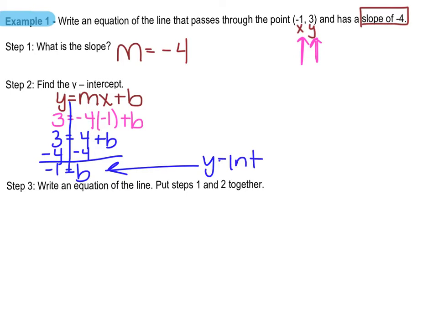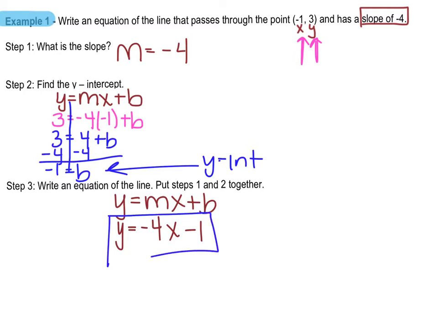And now our last and final step is to write our equation. So I know my equation has to be y equals mx plus b. And when I write my equation, I'm going to leave those y and x variables. So y equals m was -4, x stays, and b is -1. So this is my final answer. That's your perfect slope-intercept.